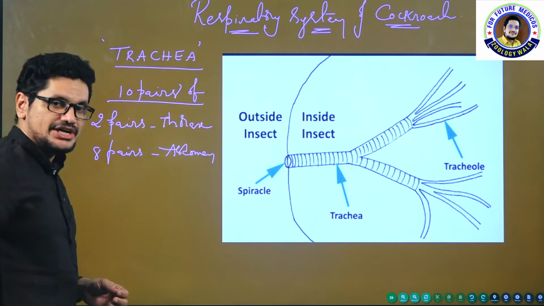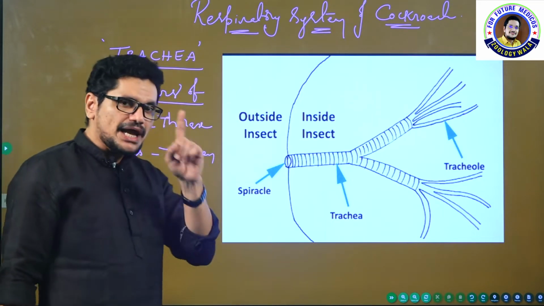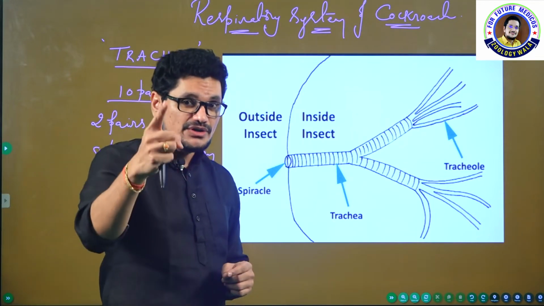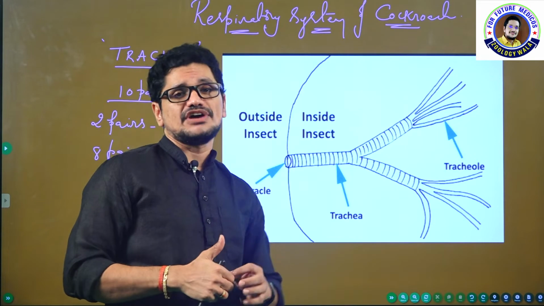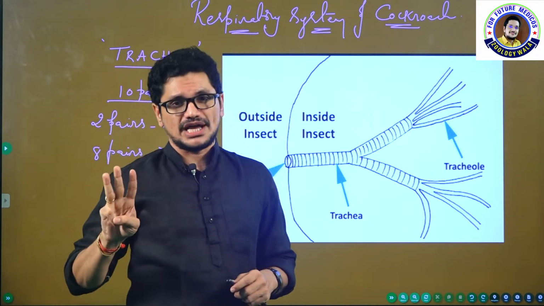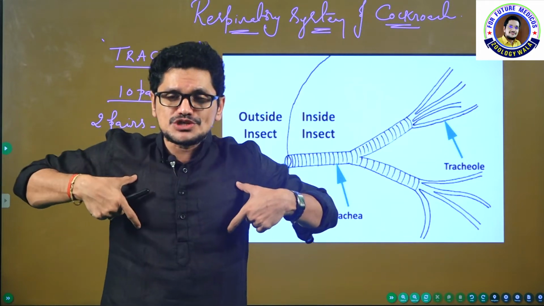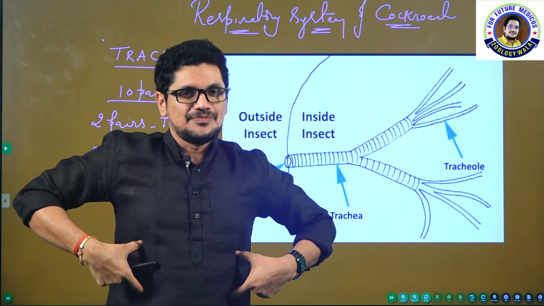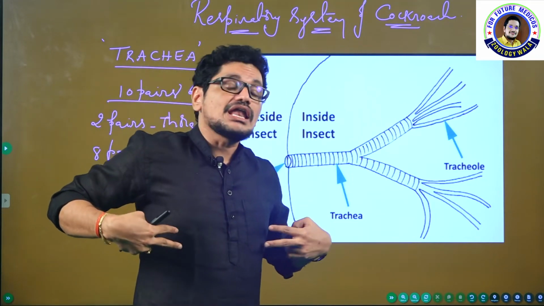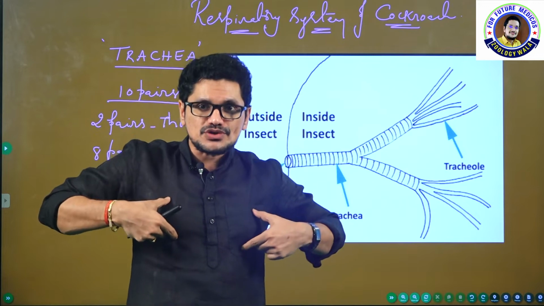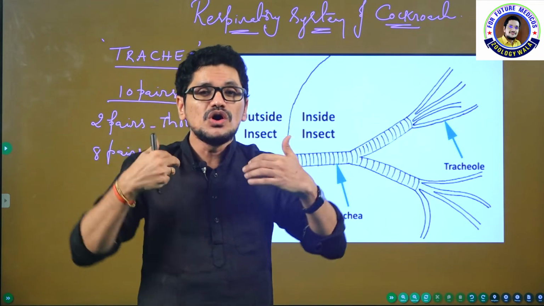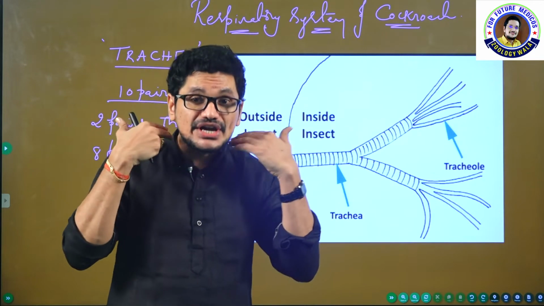Let me explain you a bit in detail. First 2 pairs of spiracles are present in the last 2 thoracic segments. I told you in the morphology, if I remember right, thorax contains 3 parts: prothorax, mesothorax, metathorax. Imagine this is prothorax, this is meso, this is meta. In case of cockroach, the first 2 pairs of spiracles are present in the last 2 segments of thorax. It means mesothorax and metathorax. No spiracles are present on the prothorax.